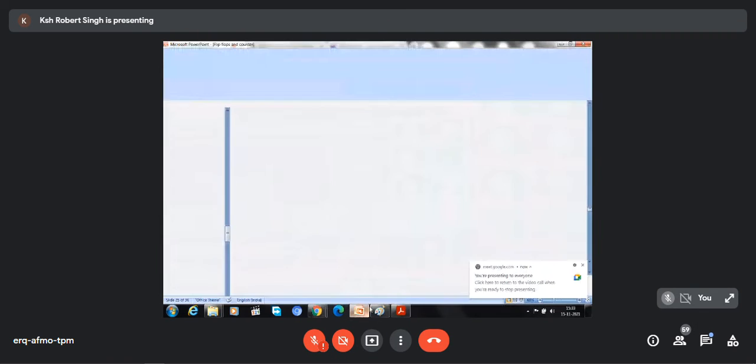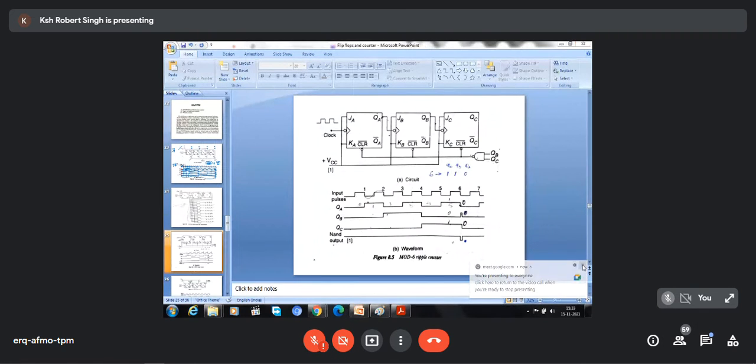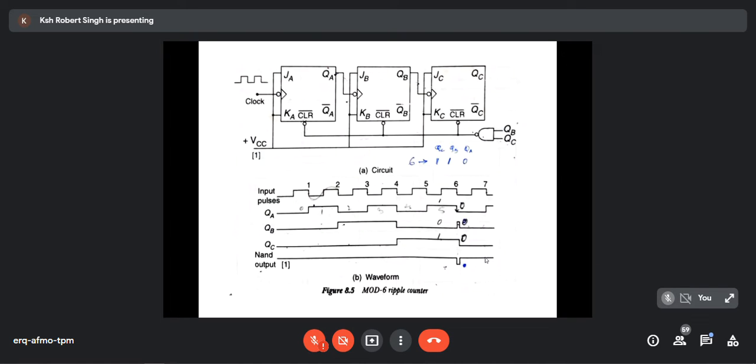Sir, a Mod-6 counter will require 3 flip-flops and it will count from 000 to 101. The rest of the states are invalid, sir.